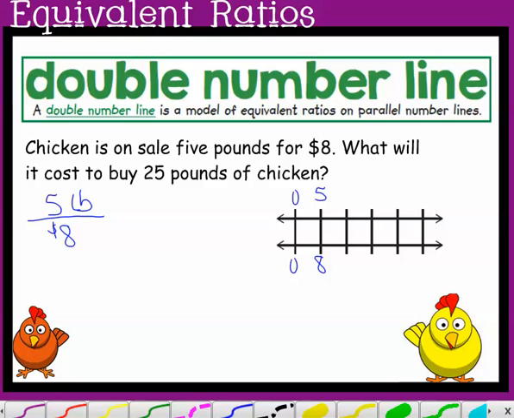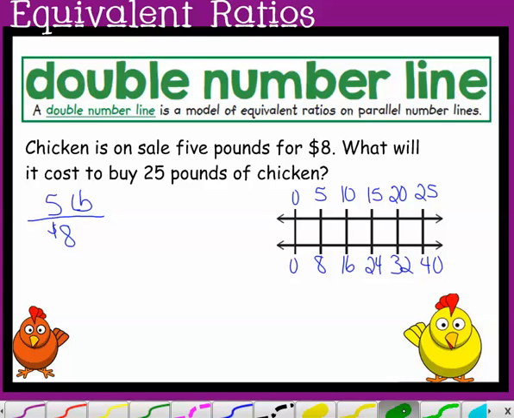So let's start with 5 times 2. That would be 10. So we need to do 8 times 2, which is 16. Then we can do 5 times 3, which is 15. 8 times 3 is 24. We need to work our way up to 25 pounds of chicken here. 5 times 4 is 20. 8 times 4 is 32. 5 times 5 is 25. And 8 times 5 is 40.